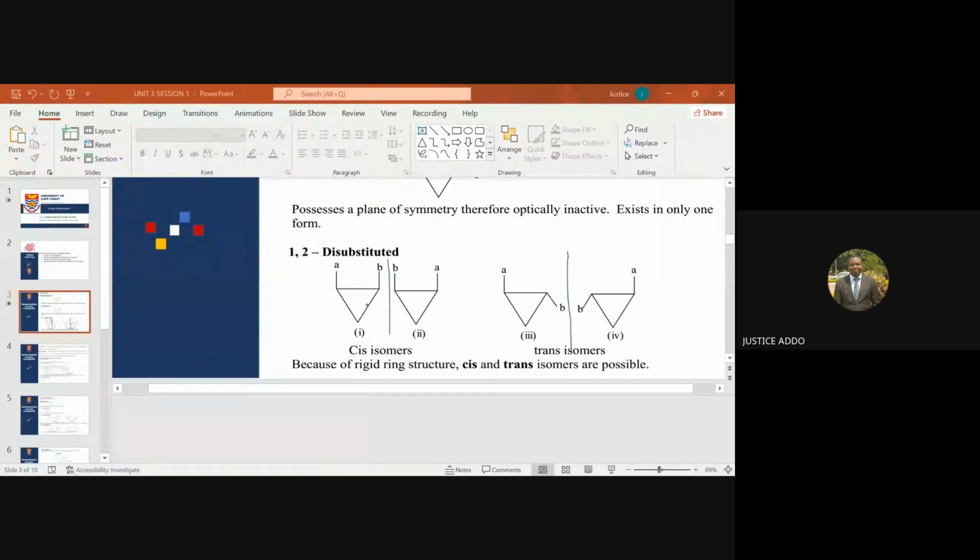So the 1-ethyl, 2-methyl cyclopropane will exist in cis form. The cis form will have two forms because there's no plane of symmetry and it is optically active, so it will exist in two forms. The trans form is also having no plane of symmetry, and so it is going to be optically active and it's also going to exist in two forms. So 2 plus 2 making what? 4 forms. So the 1-ethyl, 2-methyl cyclopropane will exist in what? 4 forms.